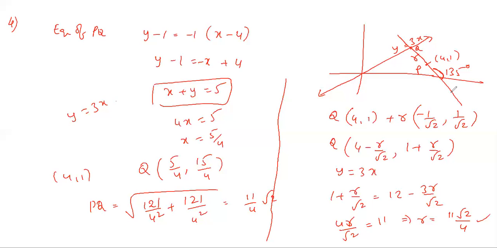We took plus because the point is above: x1 plus r cos theta, y1 plus r sin theta. Theta is 135. Cos 135 is minus 1 by root 2, and sin 135 is positive. r is the distance, and (x1, y1) is the point. So 4 minus r by root 2, 1 plus r by root 2 are the coordinates of Q. Q lies on the line y equal to 3x. Substitute and find the r value.